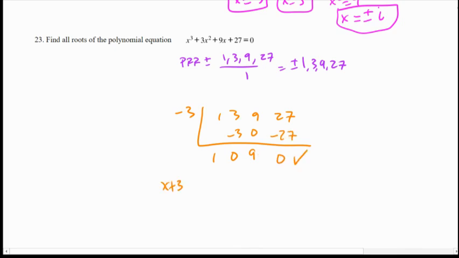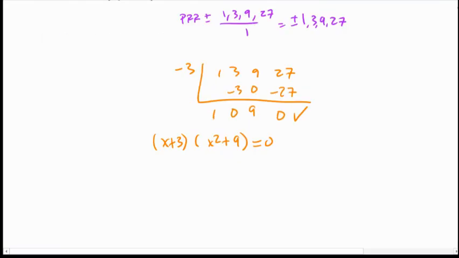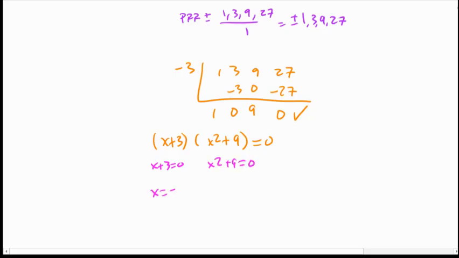So that means that x plus 3 is part of my equation. x squared plus 9 is what's left over. Now that I'm down to a quadratic, I set each part equal to 0 and solve. So I get negative 3. I take the square root of both sides to get plus or minus 3i.